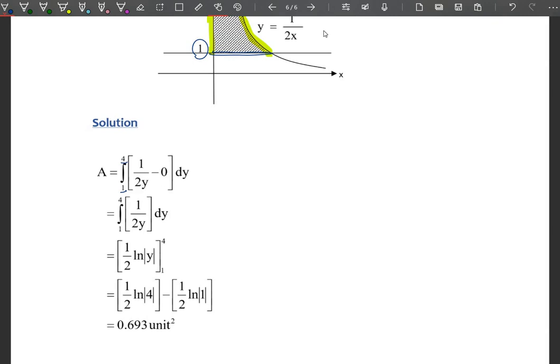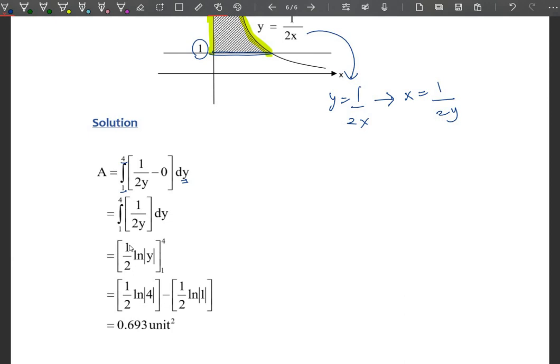Why 1 over 2y? We have the function here, y equal to 1 over 2x. That means, as I mentioned earlier, you need to rewrite this function with x as the subject. So x is equal to 1 over 2y. The function here should also be in terms of y because we want to integrate with respect to y. Then here it will be 1 over 2y minus 0, which is 1 over 2y.